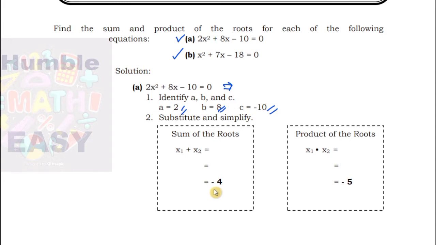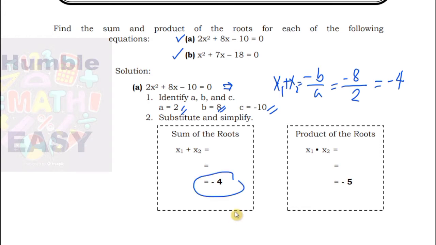Now, we now have here negative b over a, since we have the sum of the two given roots. So we have negative 8 because b is 8, the opposite of b, which is negative b. So we now have here negative 8 all over 2, and we now have here negative 4. So this one now is our negative 4 as the answer.